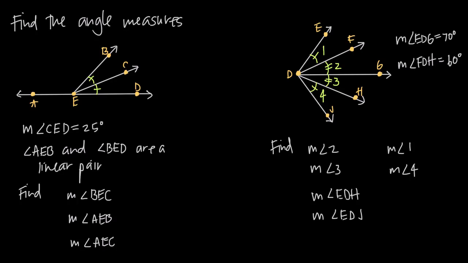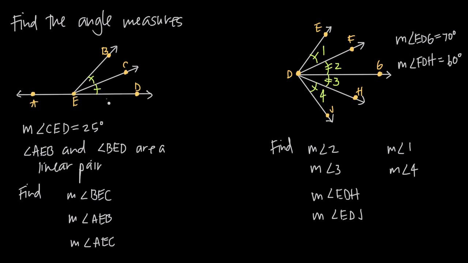In this video, we're going to be talking about angle measures and how to do some simple angle measure problems. In this first example here, we've been given this diagram. We have the points A, B, C, D, and E. These are all points. And then we have one line here, which is a straight line, and then rays that connect E to B and E to C.